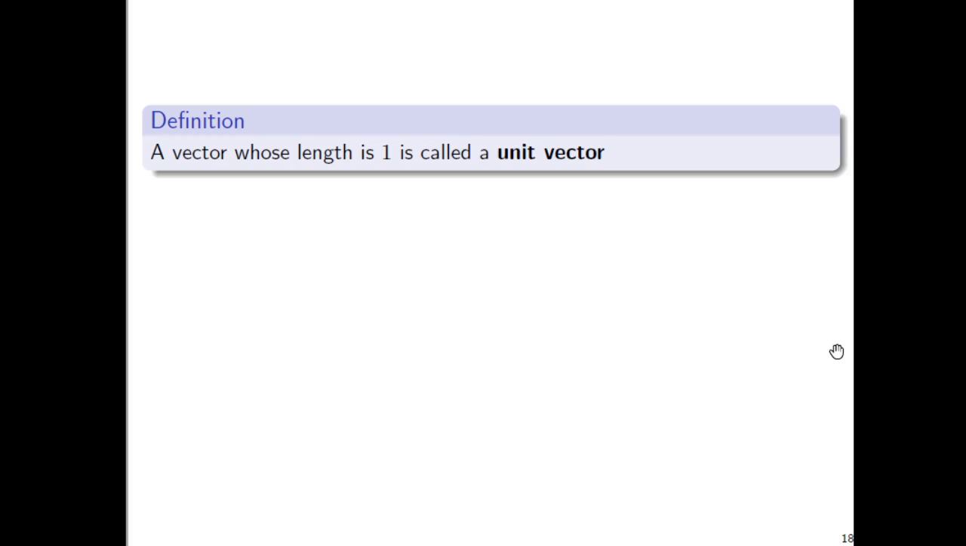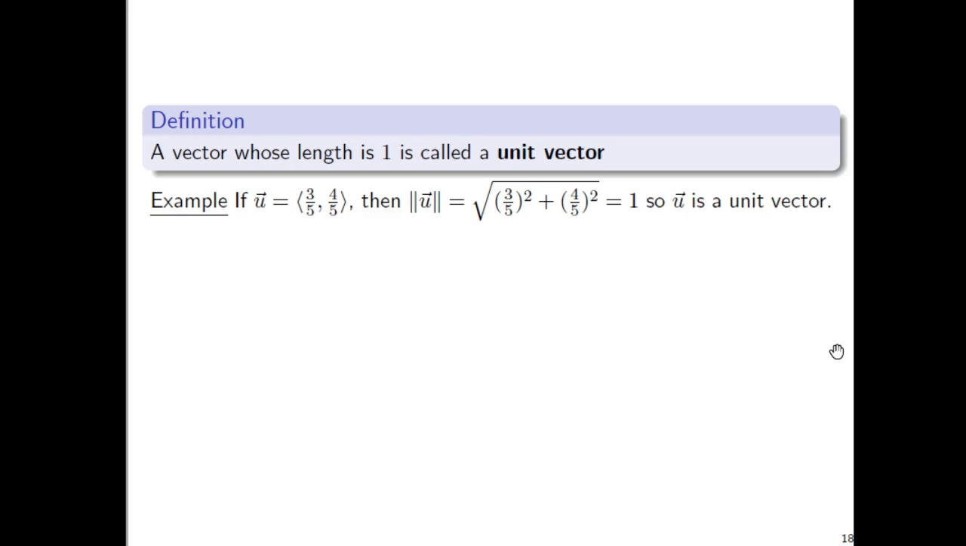A vector whose length is 1 is called a unit vector. So for example, if you take the vector u to be 3/5 and 4/5 as the two components, then when you compute the magnitude of this vector using that magnitude formula, you're going to get the number 1. Therefore, the vector u as defined in this example is a unit vector.